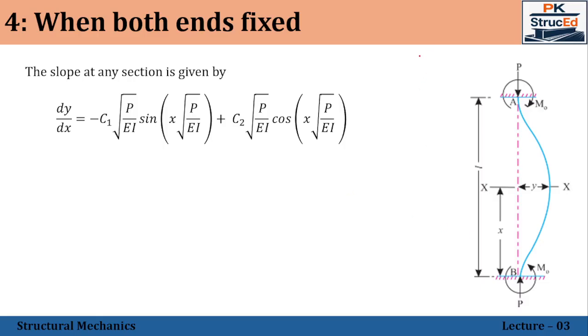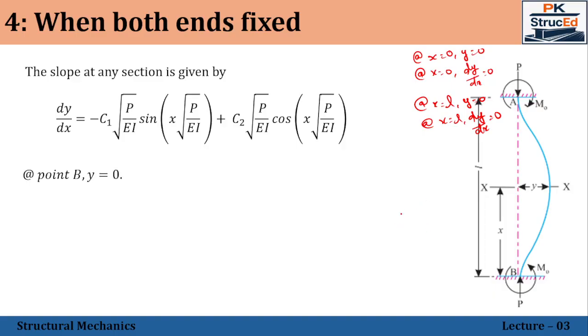We have 4 boundary conditions. At x is equal to 0, we have y is equal to 0. And again at x is equal to 0, we have dy by dx is equal to 0. Similarly, at x is equal to L, y is equal to 0, and at x is equal to L, dy by dx is equal to 0. So these are the 4 boundary conditions that are available to solve for these unknowns.